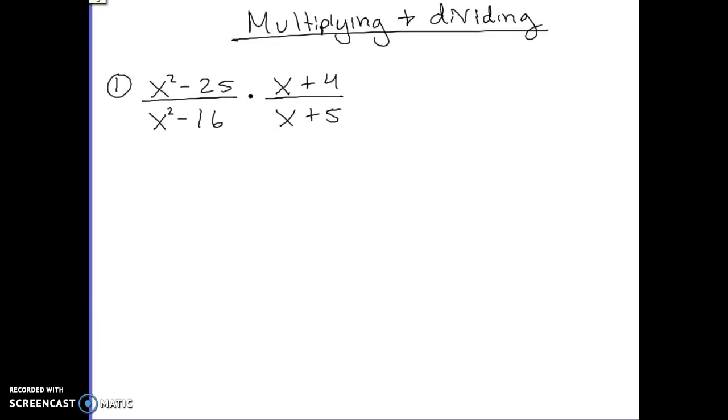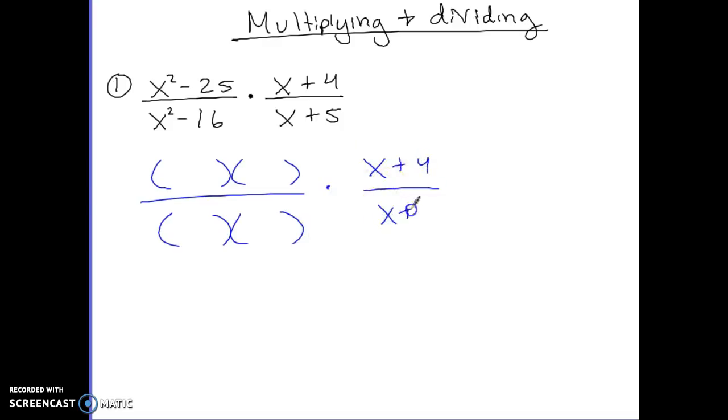Alright, so now I'm going to talk about multiplying and dividing. Guess what? You still need to factor. So I'm going to factor the numerator and the denominator, and I'm just going to leave this right side alone. When you're multiplying, all you have to do is go straight across, but before you do that, we're just going to cancel. So we're going to have ourselves a little canceling frenzy here.